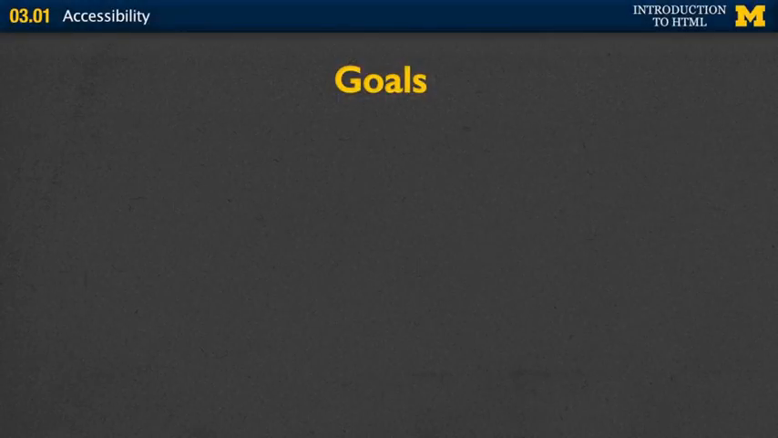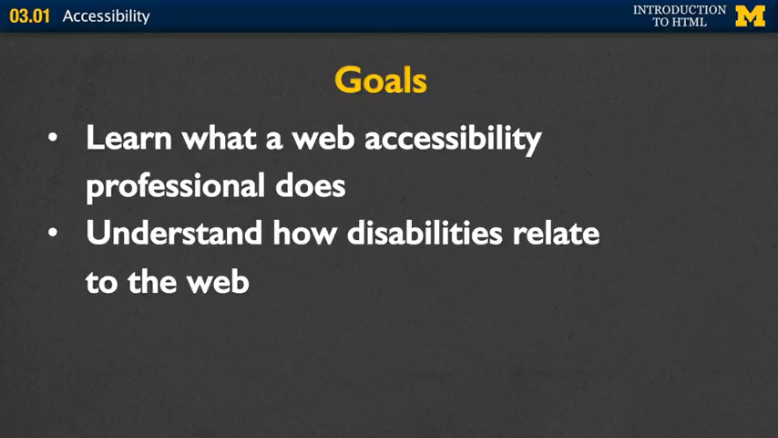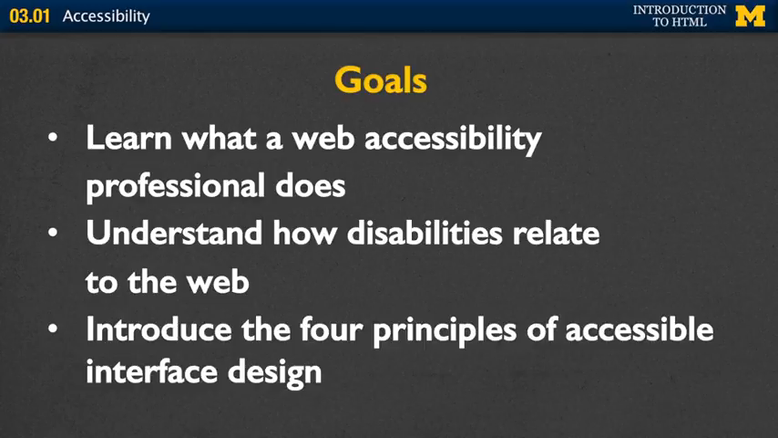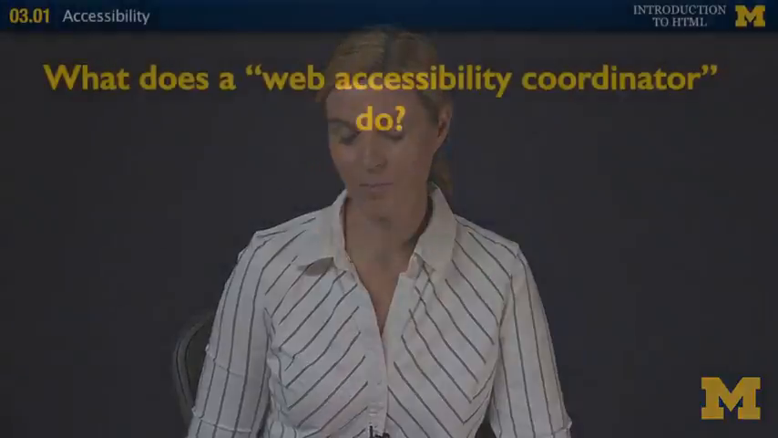So today we're going to talk about three things. First, I'd like to explain what a web accessibility professional does. Second, we're going to talk in depth about how disabilities relate to the web. Finally, I'm going to introduce for the first time the 4 principles of accessible interface design. These 4 principles are something that will hopefully guide you throughout the entire time you're making web pages.